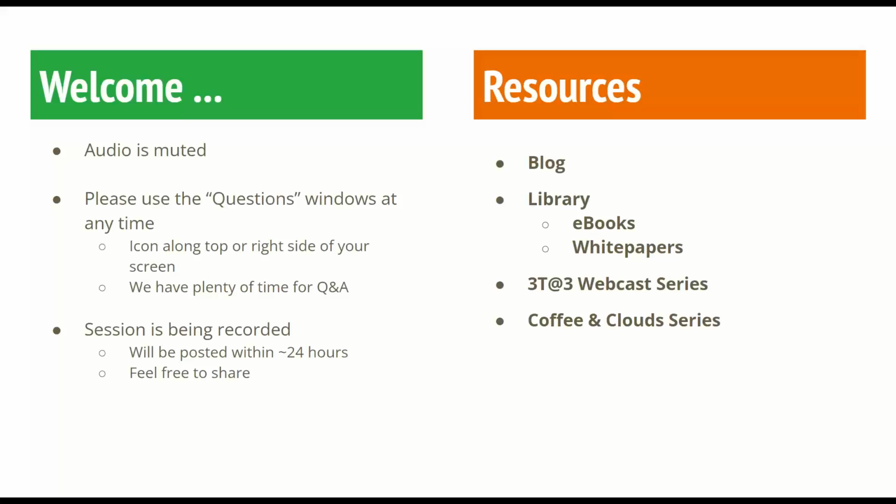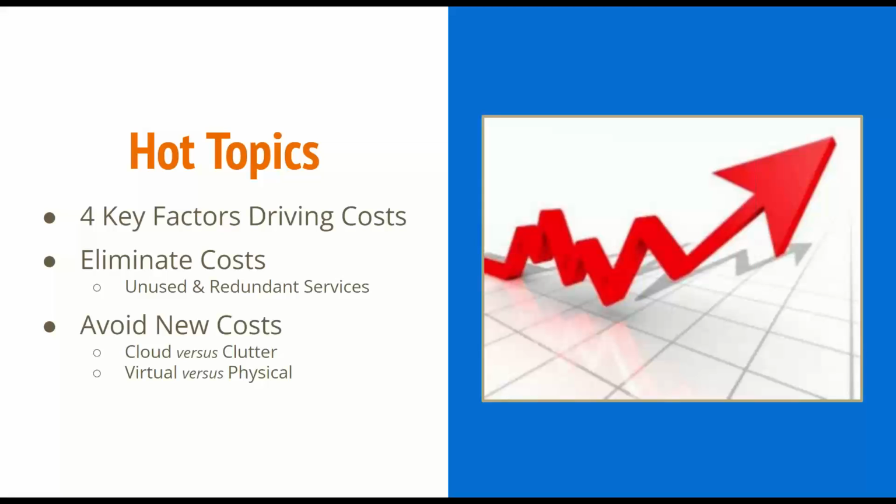With that said, and the welcome complete, let's dive into the content. So today we want to cover 4 aspects of IT inflation and how we can manage it. We'll look at 4 key factors that are currently driving costs that we see continuing in the foreseeable future. And then we'll talk about both eliminating existing costs and avoiding new costs, particularly cloud versus clutter and virtual versus physical. And this isn't just a pitch for saying do cloud instead of on-premise. It's also looking at how you might use cloud to maximize the value of your existing on-premise IT as well.